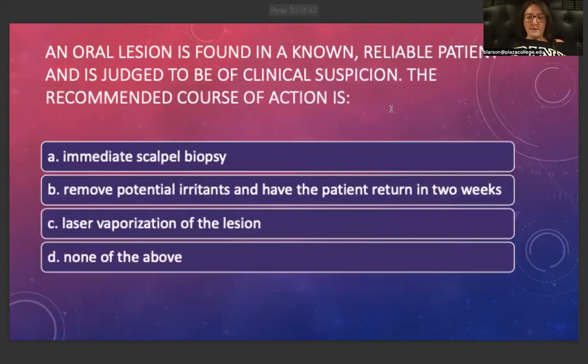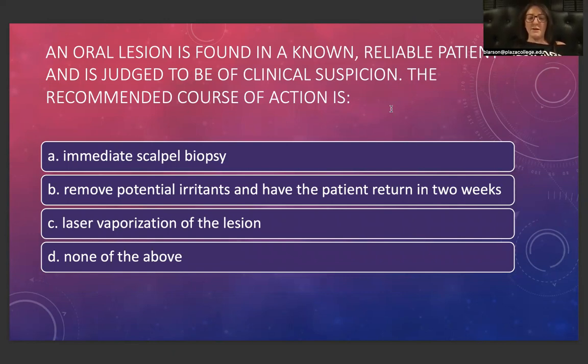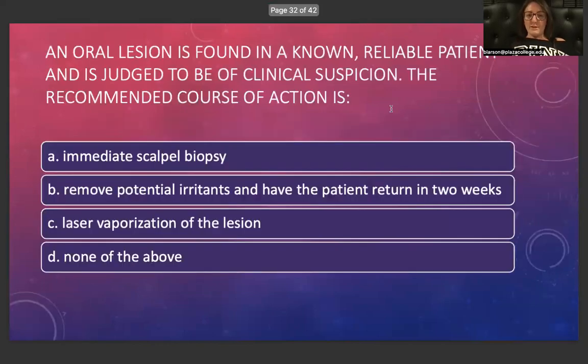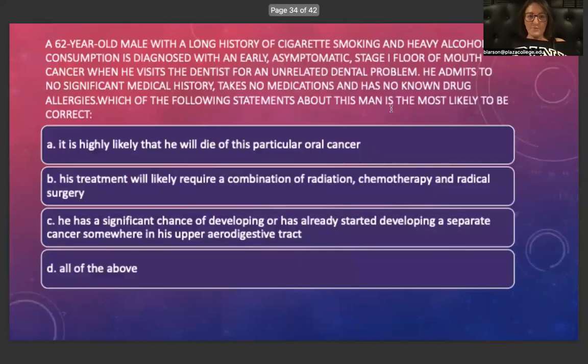An oral lesion is found in an unknown, reliable patient and is judged to be clinical suspicion. The recommended course of action is immediate scalpel biopsy, remove potential irritants and have the patient return in 2 weeks, laser vaporization of the lesion, or none of the above. This would be remove potential irritants and have the patient return in 2 weeks. So doing so, we're just checking on the patient. If it doesn't go away, we can send them to an oral surgeon.